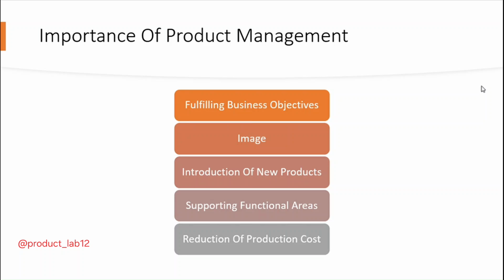Now, the second is image. So, when we say image, it's basically the goodwill, reputation, and image of a product. So, it helps in satisfaction of customers, improves the image of organization for users, earns goodwill and reputation, which will help organization grow.